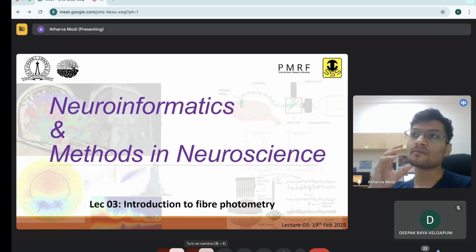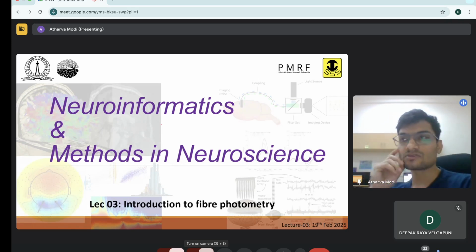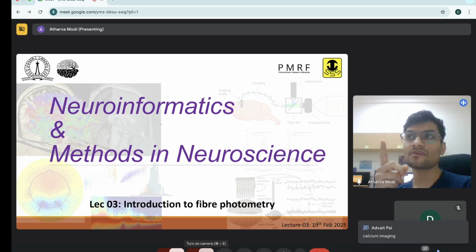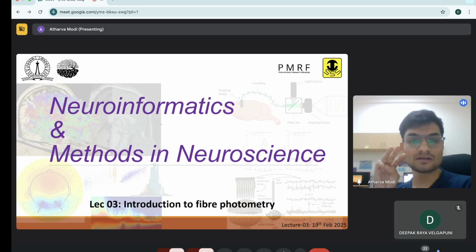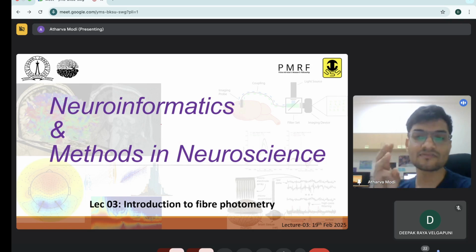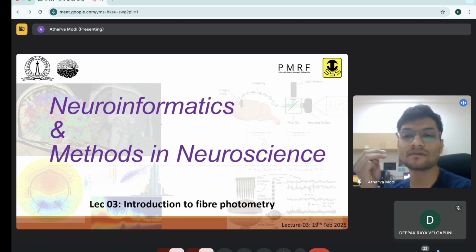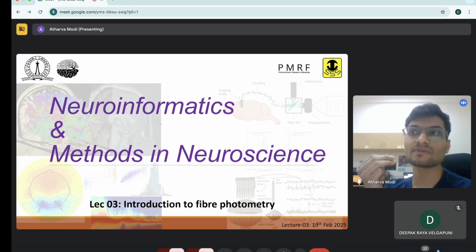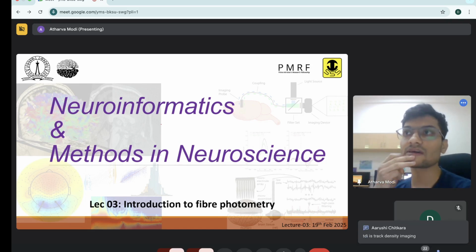EEG, ECoG, again measuring electrical signal. So we are measuring electrical signal. We are measuring magnetic signal, magnetic state basically. In spectroscopy, we are actually sending an electromagnetic wave, which is not visible light but a near infrared electromagnetic wave, and getting some emission out of the brain and then studying that.